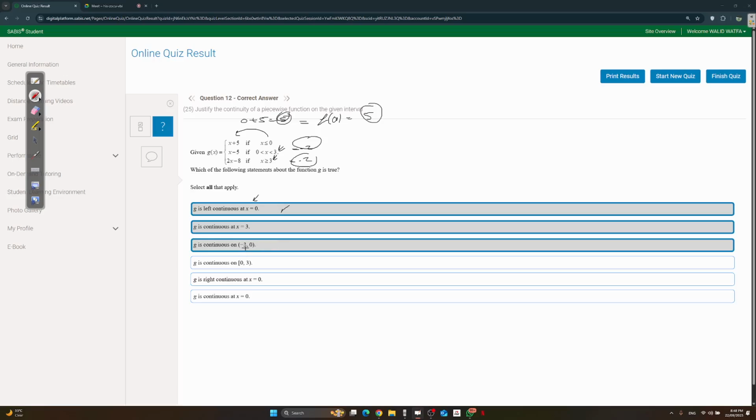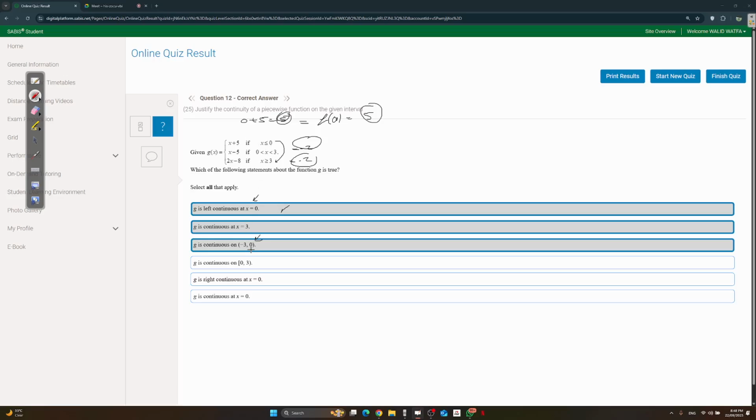For them to say it's continuous on negative 3, 0, that means everything here, what's the function? This one takes a bit of thinking, okay? The function here goes from 0 till 3. To say that it's continuous from negative 3, 0, that means everything before 0 from negative 3 gets you a continuous function. How is this true 100%? It's going to be true 100%.